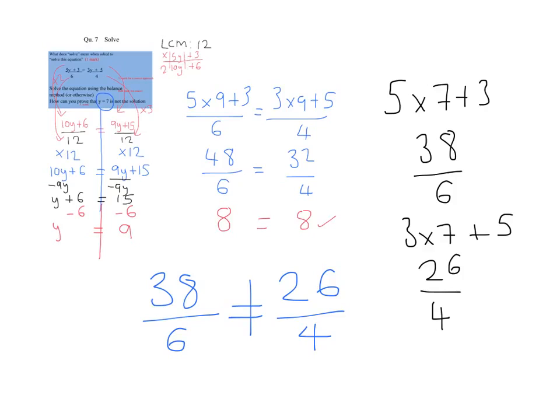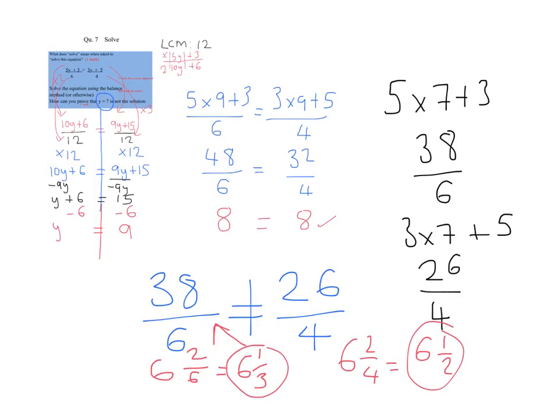Now you could simplify that down if you wanted to. That's going to give you 6 and 2 sixths, which is the same as 6 and a third for this side, and 26 over 4 is going to give you 6 and 2 quarters, which is the same as 6 and a half. So we know that 6 and a half is not the same as 6 and a third.